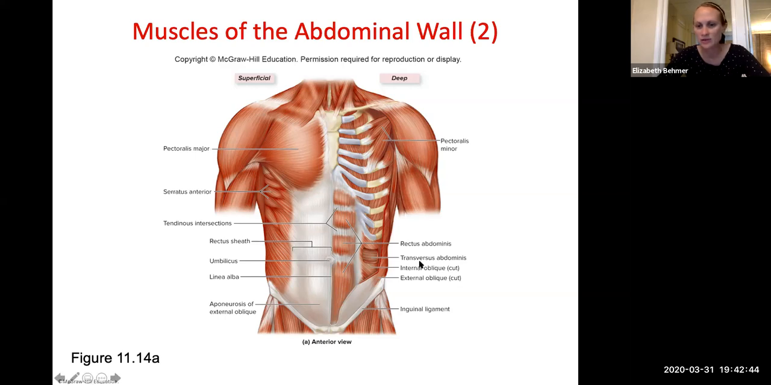This also shows you the 3 side layers of muscle. So right down the middle is your rectus abdominis. And then on the sides of the abdomen, you have 3 layers. And the 3 layers are your external oblique muscle, your internal oblique, and your transversus abdominis. And those are the 3 abdominal layers on the sides.